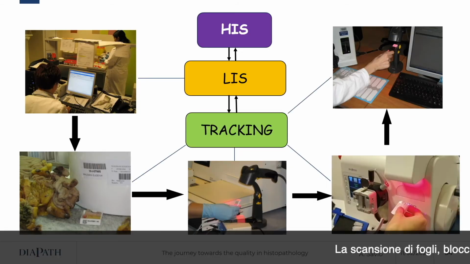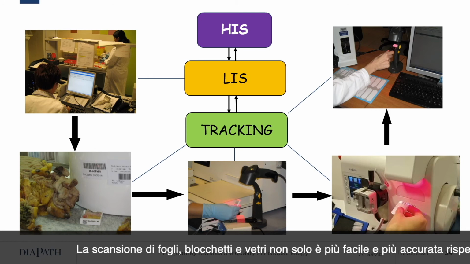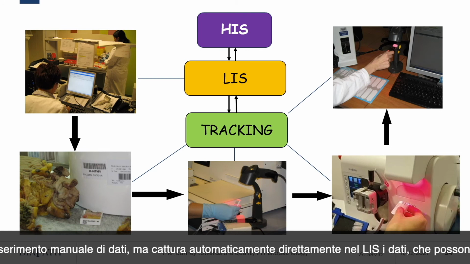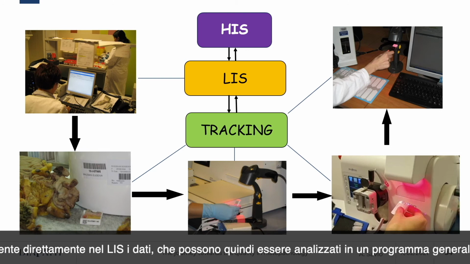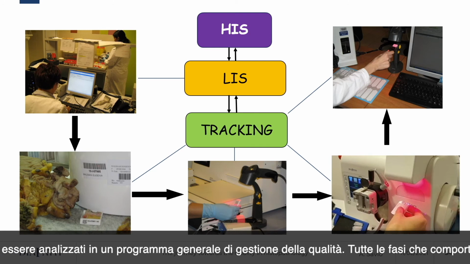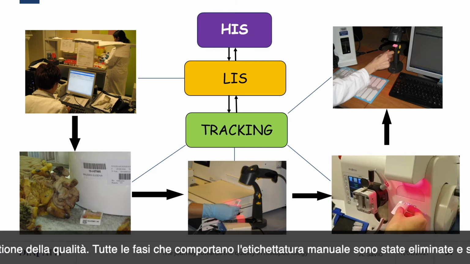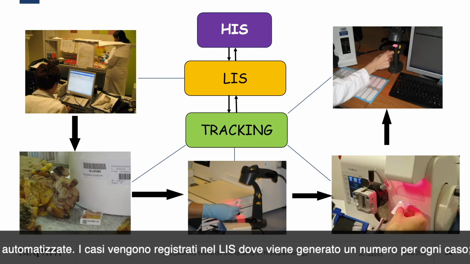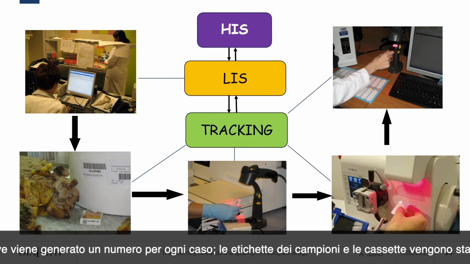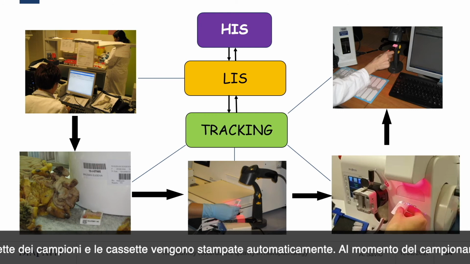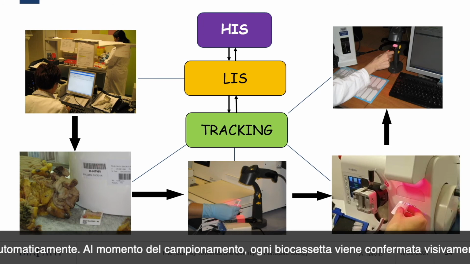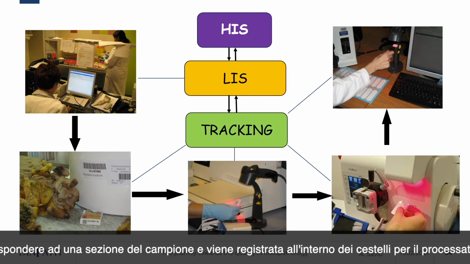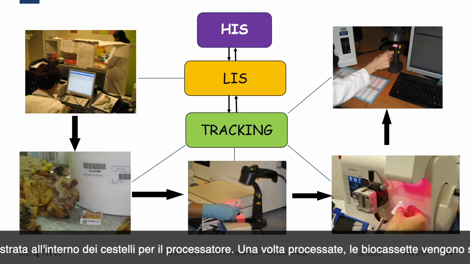Scanning assets is not only easier and more accurate than manual key entry, but automatically captures data directly into the LIS that can therefore be analyzed as part of an overall quality management program. All steps of the histology process that involve manual labeling have been eliminated and are now automated. The cases are accessioned into the LIS where a case number is generated, and specimen labels and cassettes are automatically printed. At grossing, each cassette is visually confirmed to match when the specimen is dissected and is registered within processing racks.